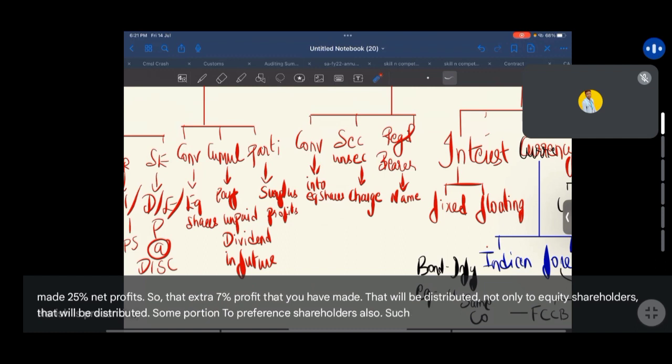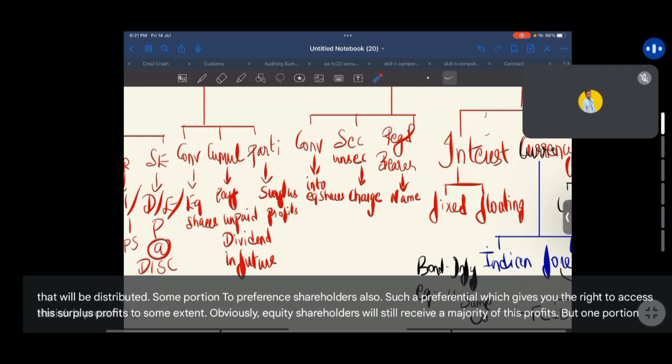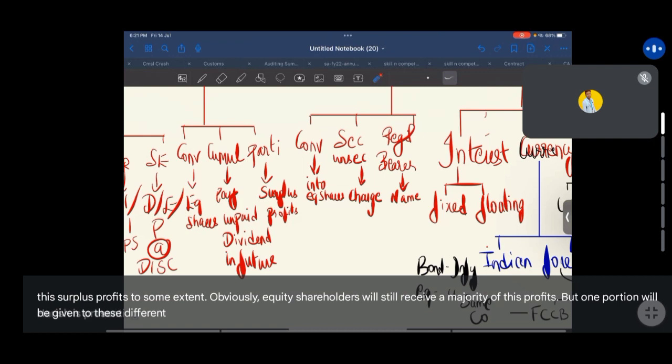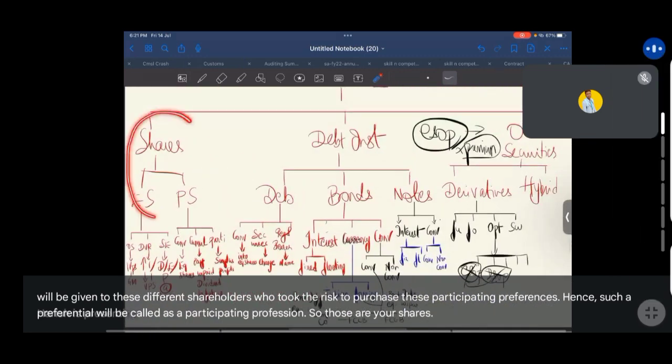Such a preference share gives you the right to access this surplus profits to some extent. Obviously, equity shareholders will still receive a majority of this profits, but one portion will be given to these preference shareholders who took the risk to purchase these participating preference shares. Hence, such a preference share will be called a participating preference share. So those are your shares.